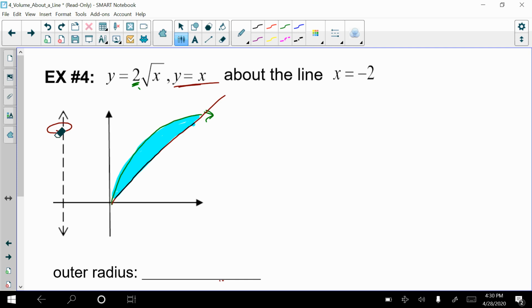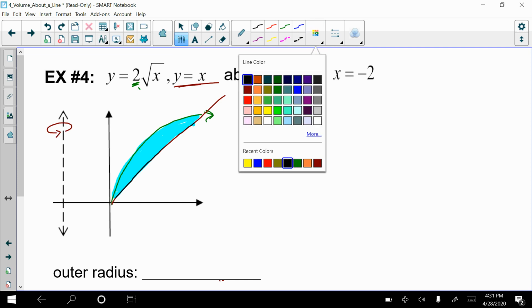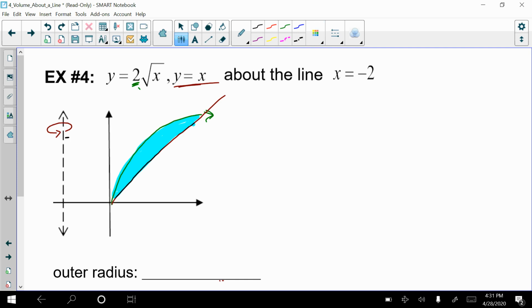So the outer radius, you can see, and let's go to a darker color here for the radius. The outer radius is going to be all the way to the line y is equal to x. That's the boundary that is going to be furthest away from the line of rotation. So that is going to be your outer radius. And the square root function is going to be your inner radius. And you can see here where the interval is going to be.